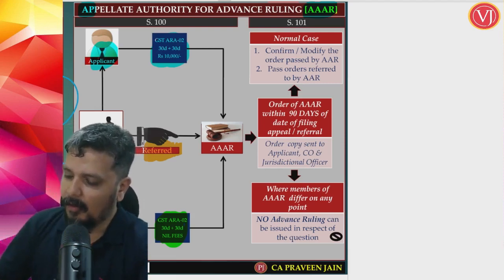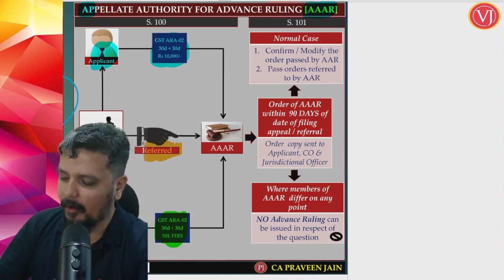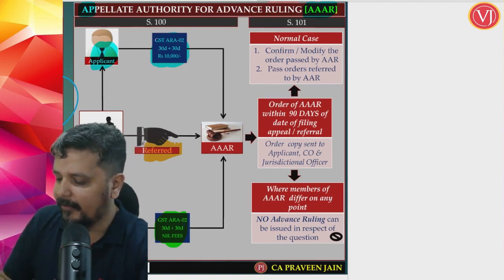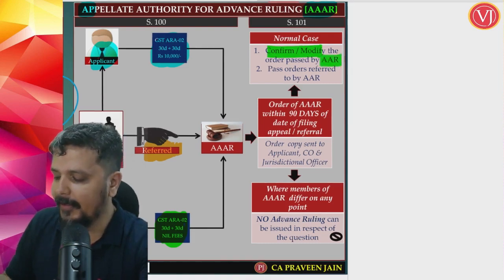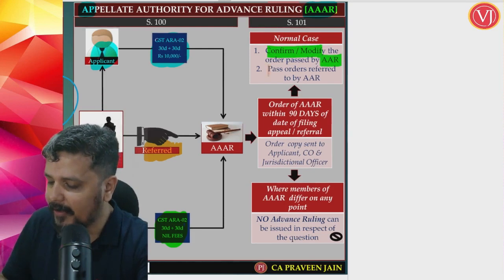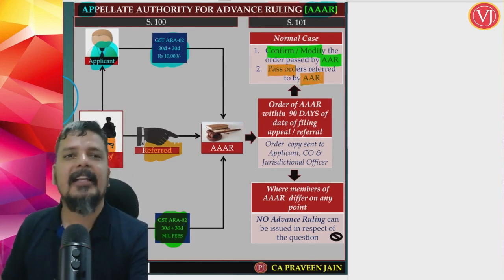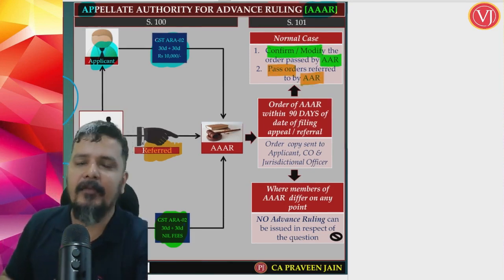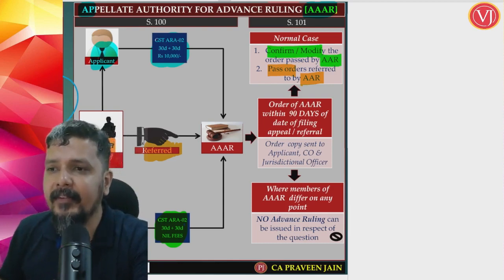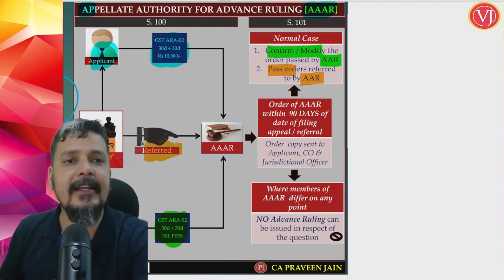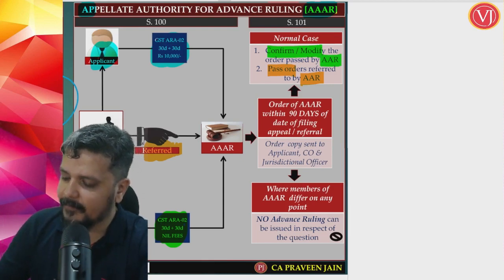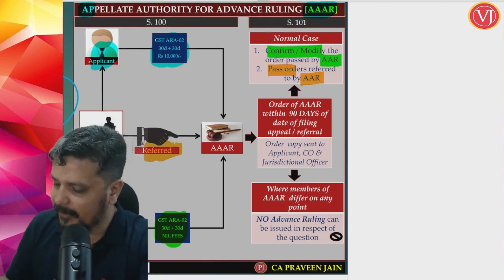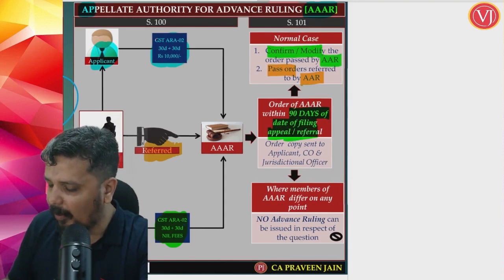Now, what will happen in the normal scenario, normal case? In a normal case, AAAR will either confirm or modify the order passed by AAR, or pass the order referred to by AAR. If it is an appeal, confirm or modify the order. If it is a reference, finally give the order. And that order has to be given within 90 days of the appeal or referral.